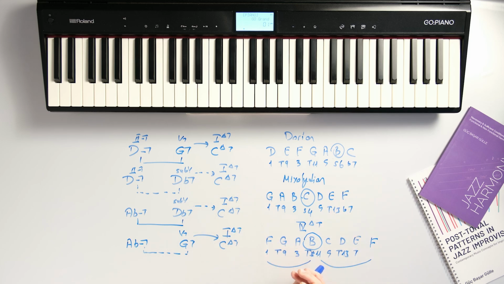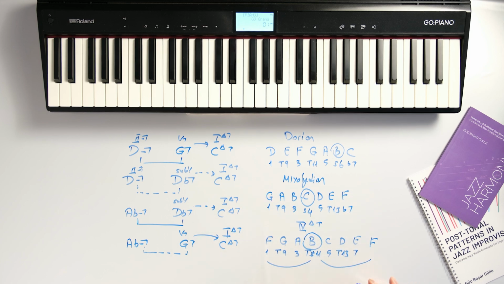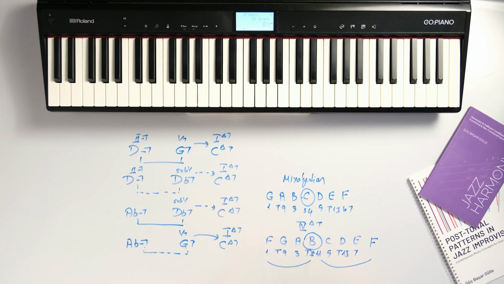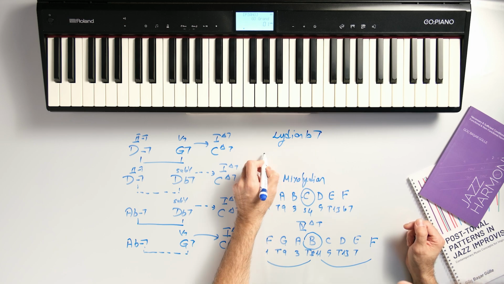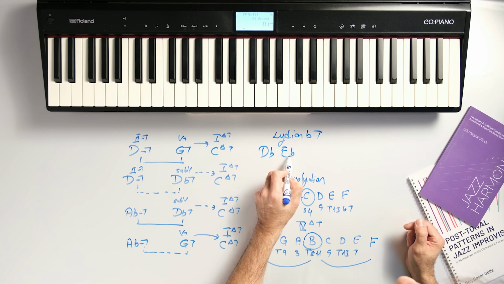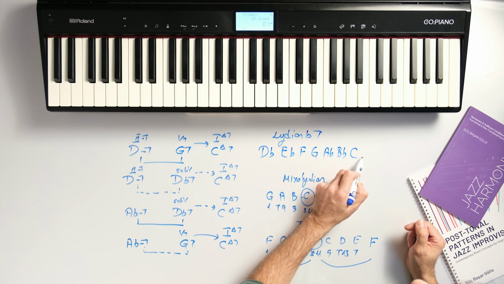But what about the D flat dominant 7? We use the mixture of the Lydian and Mixolydian. It's called Lydian flat 7. Let me write it down. Okay, let's see the Lydian flat 7. And I will use D flat Lydian flat 7 to show the relationship. Okay, Lydian flat 7. This is D flat, E flat, F, G, A flat, B flat, and C flat.